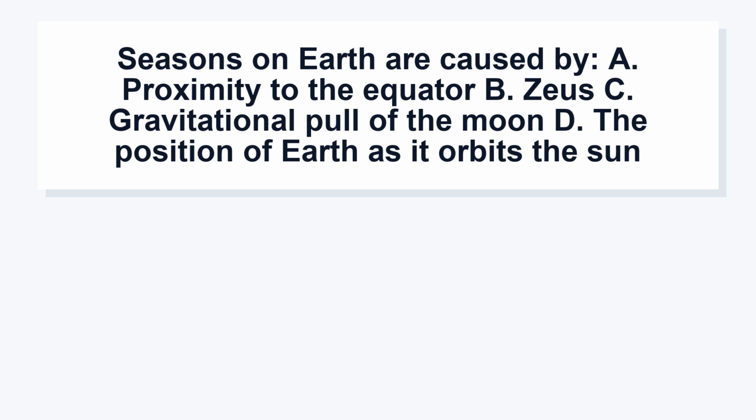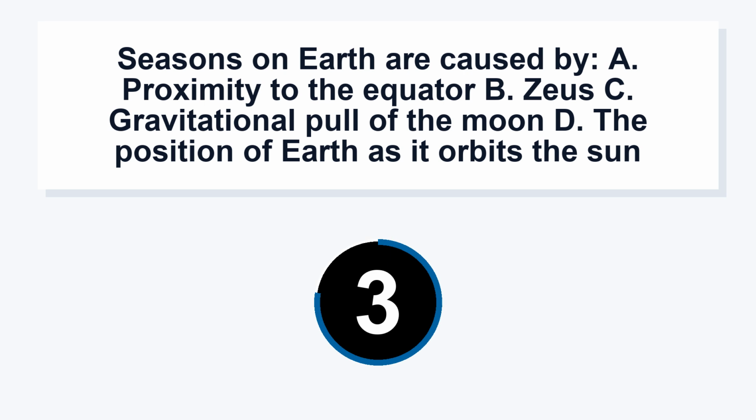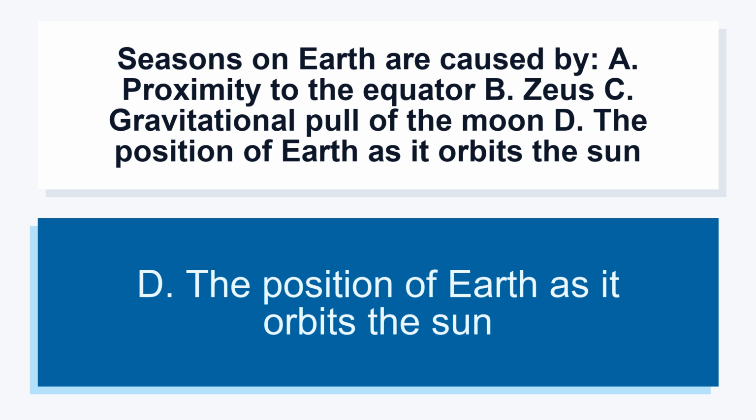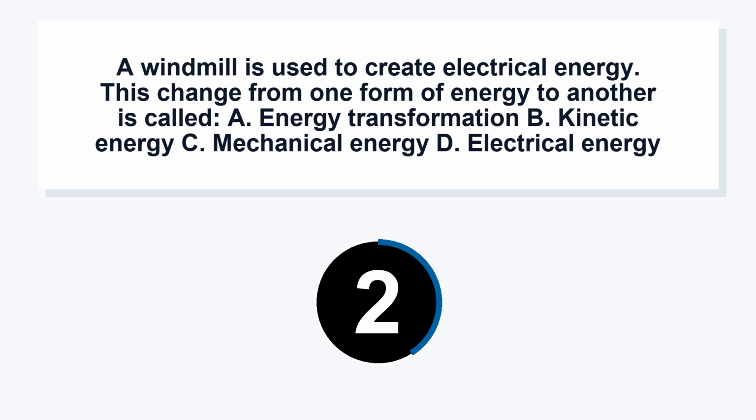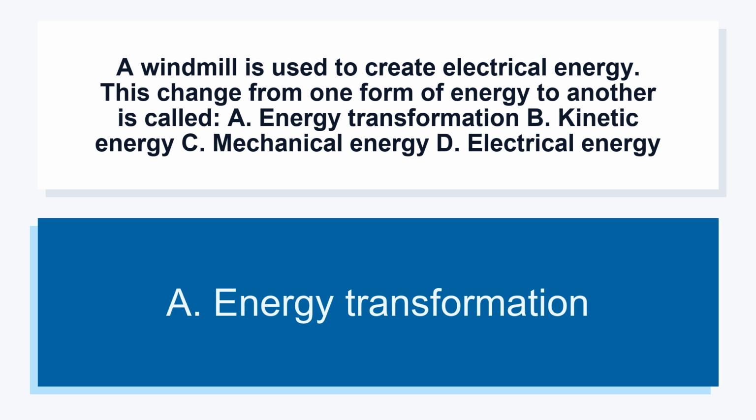Seasons on Earth are caused by A. Proximity to the equator. B. Zeus. C. Gravitational pull of the moon. D. The position of Earth as it orbits the sun. D. The position of Earth as it orbits the sun. A windmill is used to create electrical energy. This change from one form of energy to another is called A. Energy transformation. B. Kinetic energy. C. Mechanical energy. D. Electrical energy. A. Energy transformation.